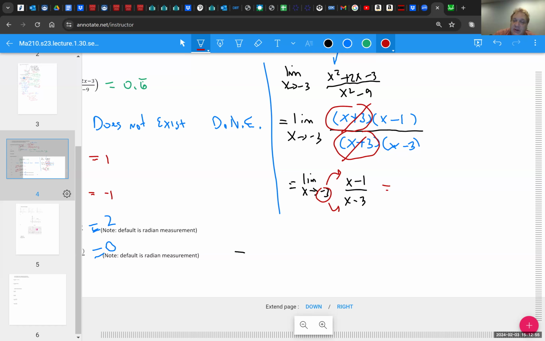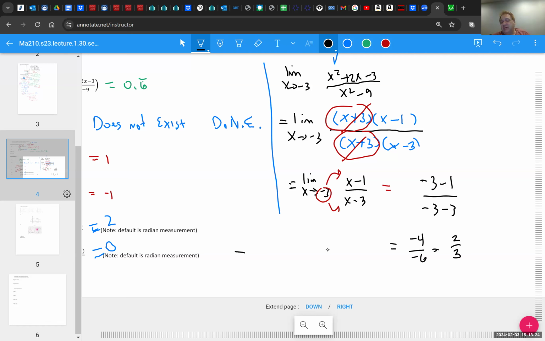I'm going to be plugging in the value of negative 3. And that gives me negative 3 minus 1, and then negative 3 minus 3. Notice I'm not writing the limit anymore because I'm actually finding out what happens when x is negative 3. So I don't write the limit anymore because I actually plugged in the negative 3. Negative 3 minus 1 is negative 4. Negative 3 minus negative 3 is negative 6. And negative 4 over negative 6 can be simplified, rewritten as 2/3.